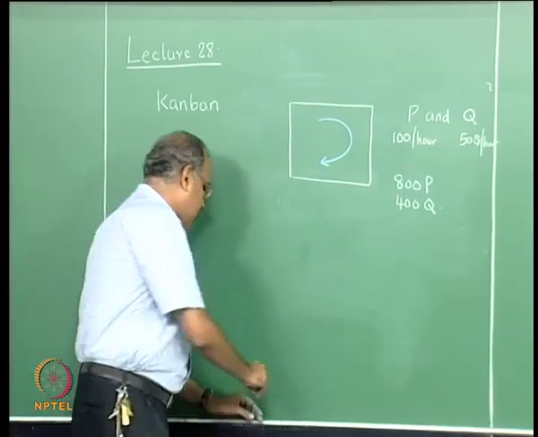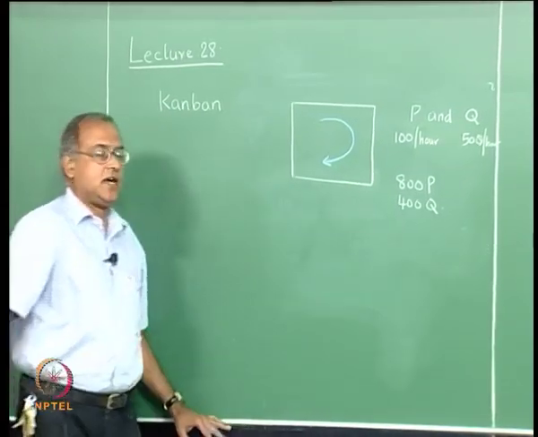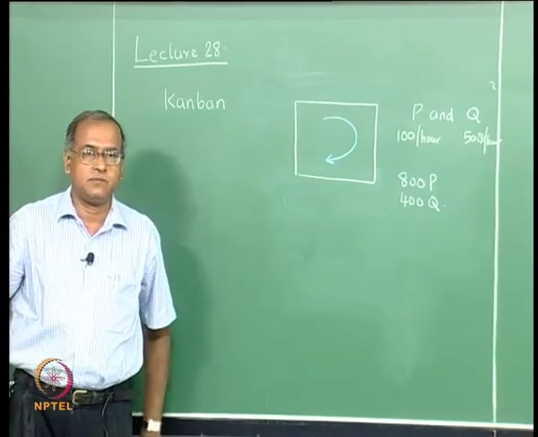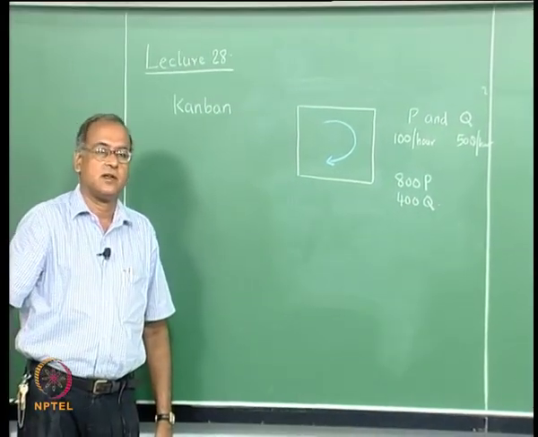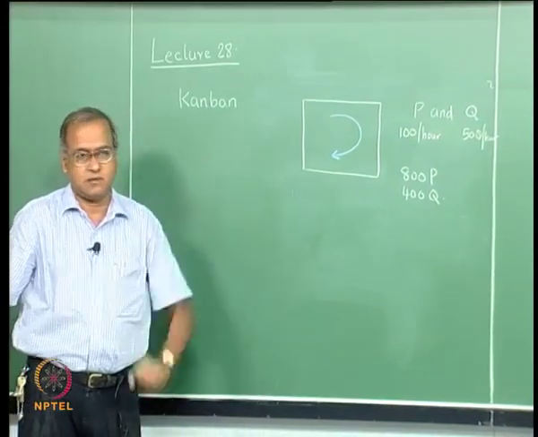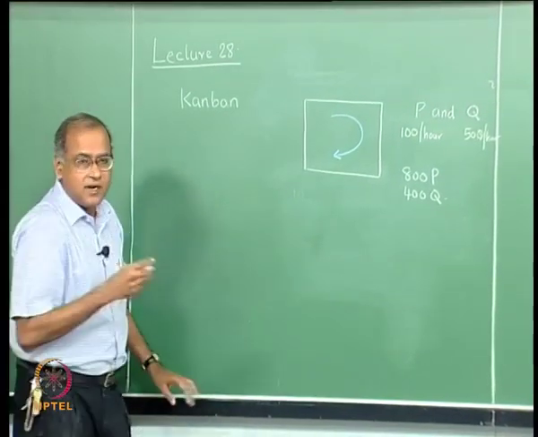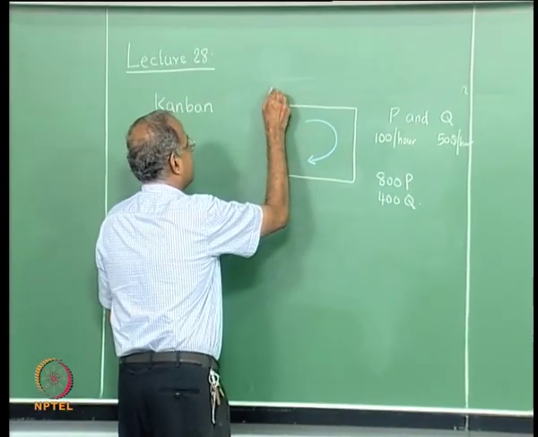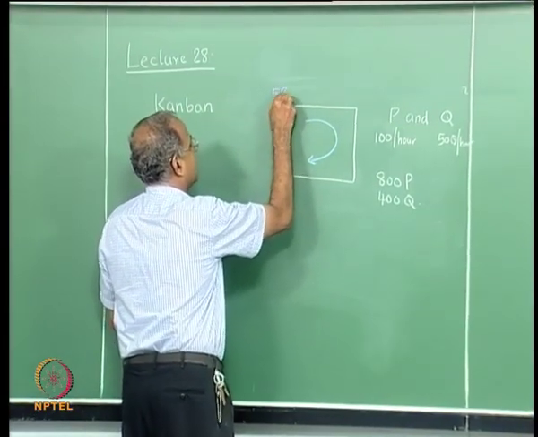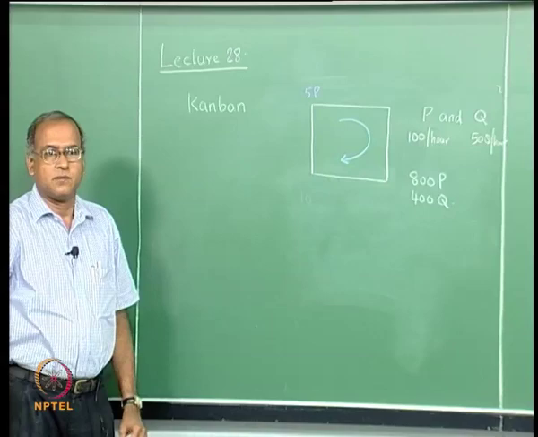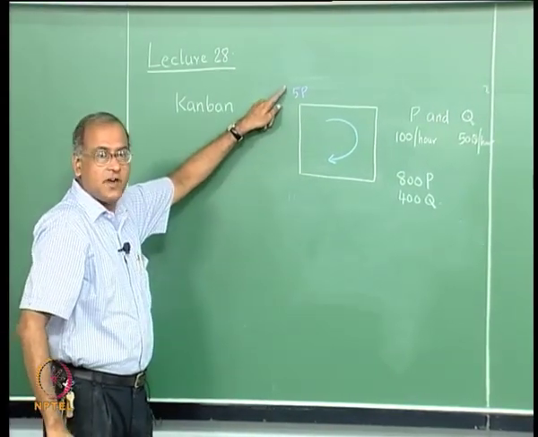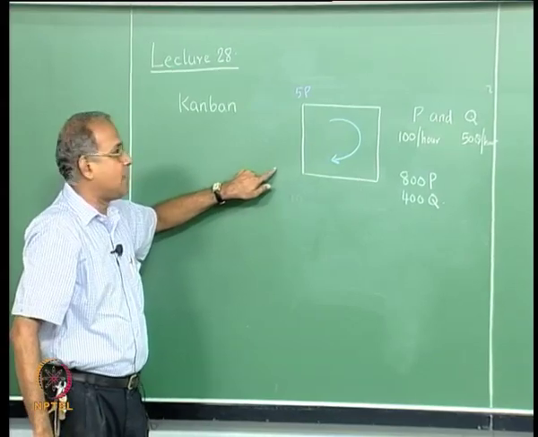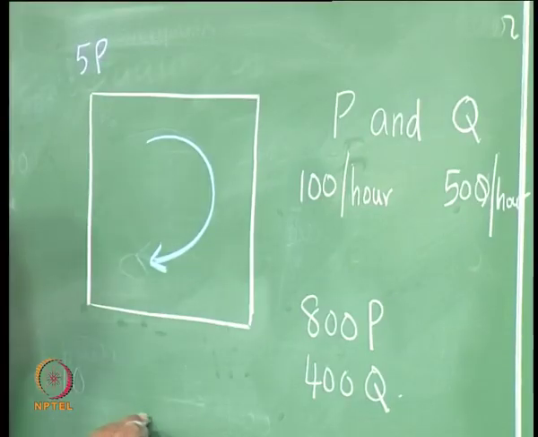So now what I can do is that I start with production of P. Let me assume that my container size is 10. So I will release 5 containers of P. In half an hour's time I will replenish 5 P, which means I would have produced 50 of P.